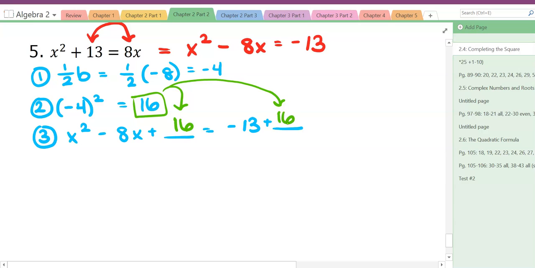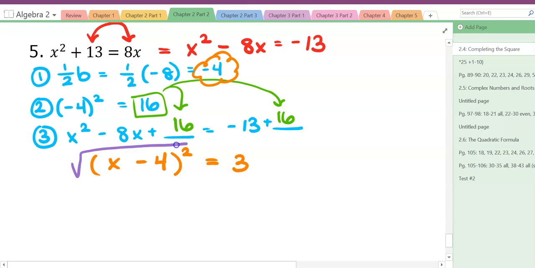Okay, so here's the first three steps. Half of b would be -4. You square that, you get a 16. You drop those into the blanks that you should have written out. After this, we rewrite the left side as a perfect square binomial. So it's x minus 4. That minus 4 again, shortcut is to just take it from step 1. -13 plus 16 is going to give you a 3.